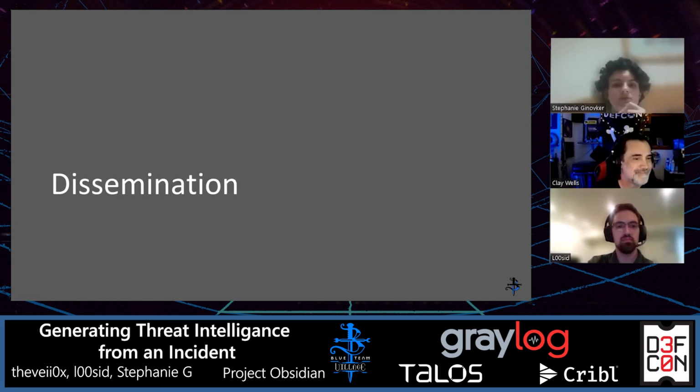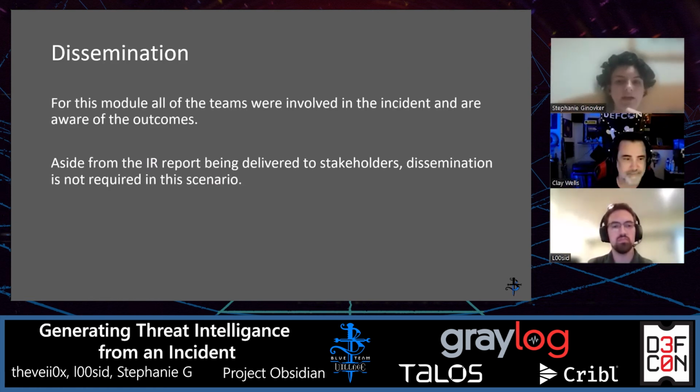Great. So these last two sections will be about dissemination of the information and the feedback and evaluation. Dissemination here in this kill chain specifically, since all of our teams were involved in the incident, they're already aware of the outcomes. And aside from the report being generated and being delivered to our stakeholders, we don't have anyone else that we have to update about the incident, right? So there's no other dissemination required.